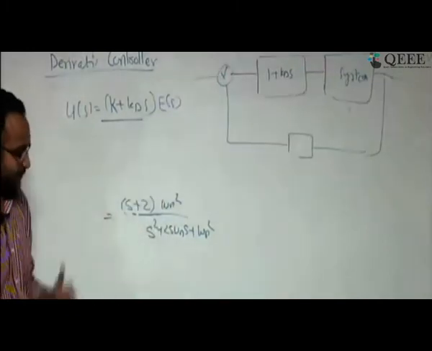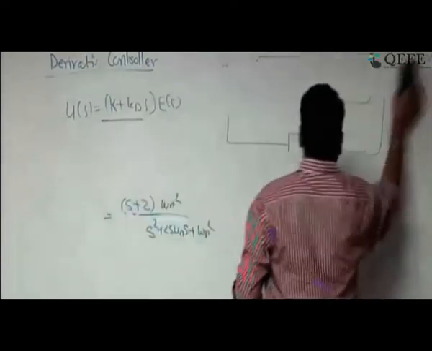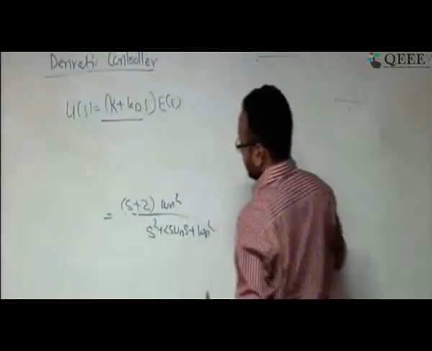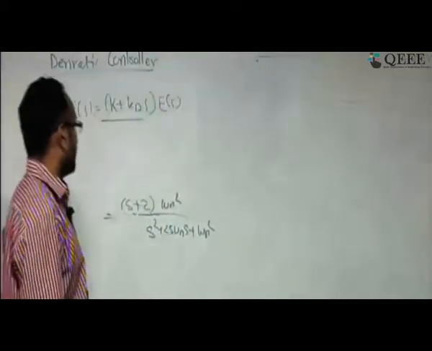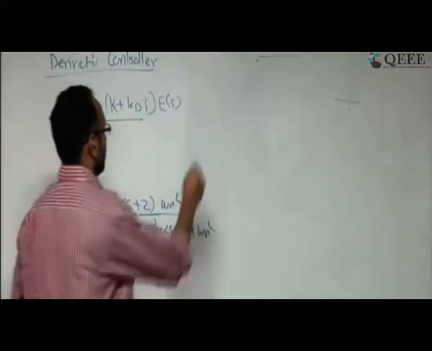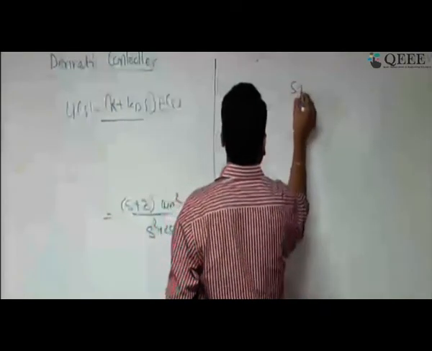So I want to understand this part: if I add a zero in my forward path, then what will happen? To explain this part, this is my Y(s) divided by R(s), s plus z.